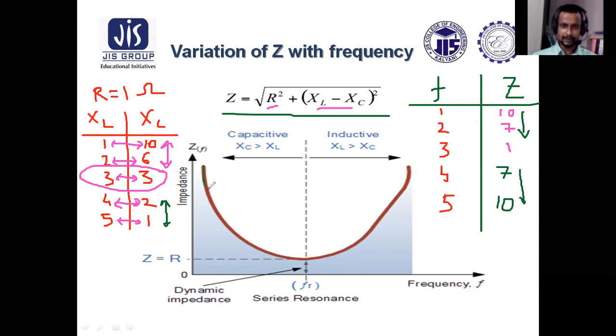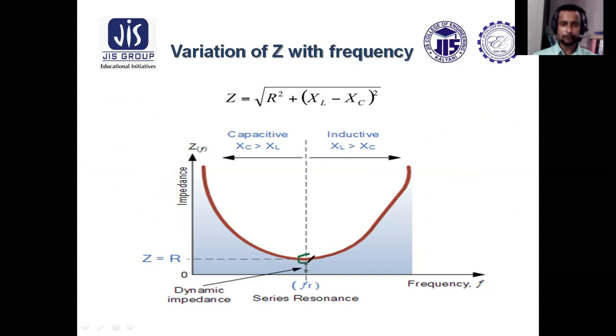Till resonance, impedance is decreasing. After resonance, impedance will be increasing. Till resonance, XC is greater than XL, so this part will behave as capacitive. After resonance, XL is greater than XC, so this part will behave as inductive. So this is how you can conclude an impedance curve in which impedance varies with frequency.